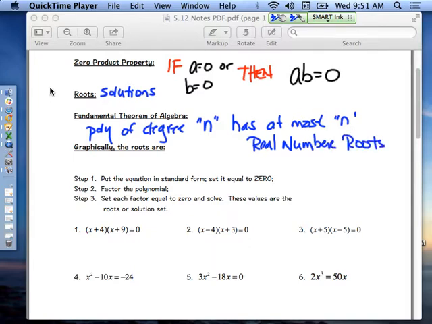So if either factor is 0, the entire product is 0. That's your zero product property. Roots are simply solutions, or values that make the equation true. The fundamental theorem of algebra says if I have a polynomial of degree 2, that means I can have at most 2 real number roots or solutions. And we'll discuss graphically what the roots mean when we meet together as a class again.